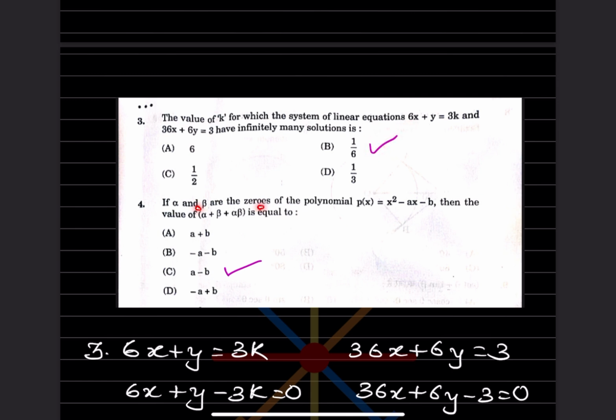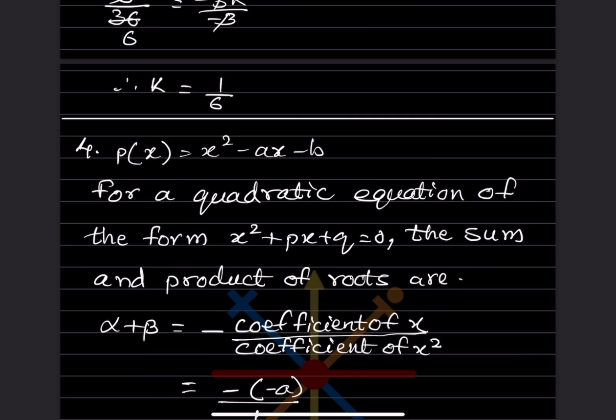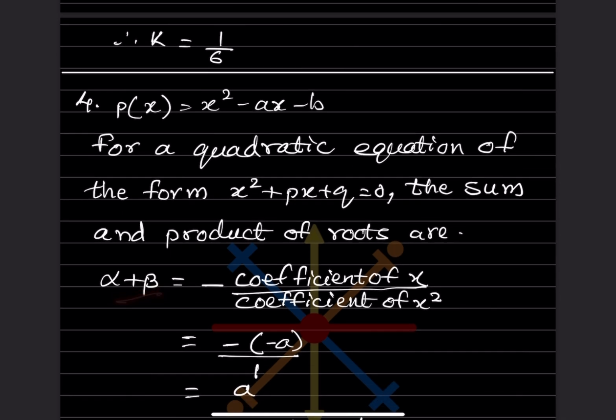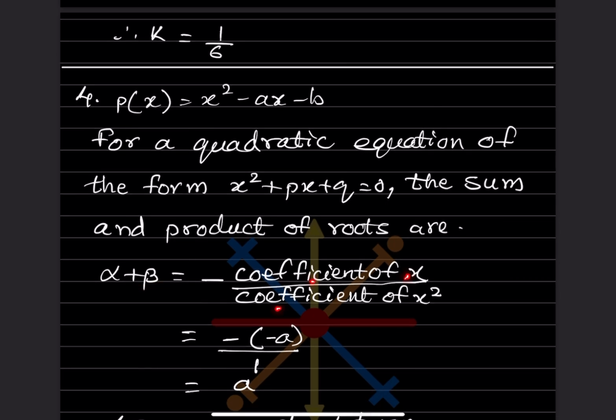If alpha and beta are the zeros of the polynomial, this is the polynomial given, then you have to find the value of alpha plus beta plus alpha beta. So now let us see, the polynomial is given as x square minus ax minus b. And for the quadratic equation of the form x square plus px plus q, the sum and product of roots are, that is alpha plus beta, minus coefficient of x divided by coefficient of x square.